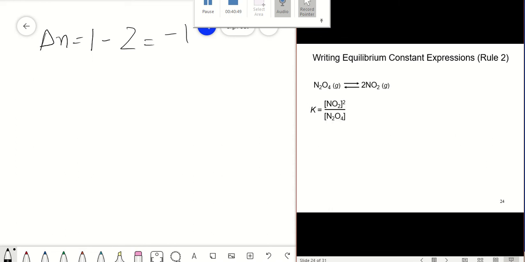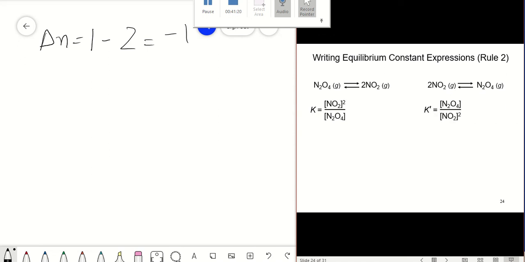For this, let's take an example of this particular reaction. N2O4 is changing to 2NO2. What would be the equilibrium constant expression for this? K is equal to product squared divided by reactant to the power 1. Now, if I reverse this reaction, it becomes a completely different reaction. It's just the reverse of that reaction: 2NO2 changing to N2O4. Now this is my second reaction. What would be the equilibrium expression for this?